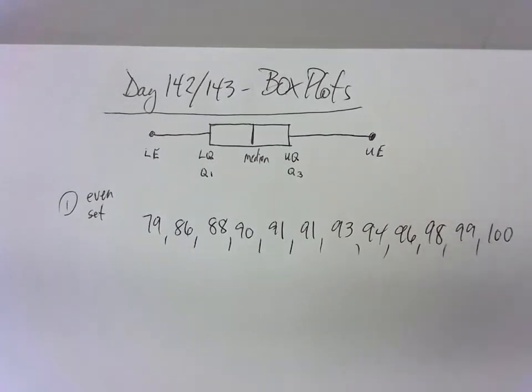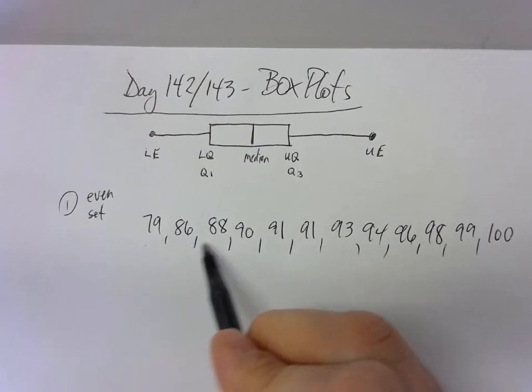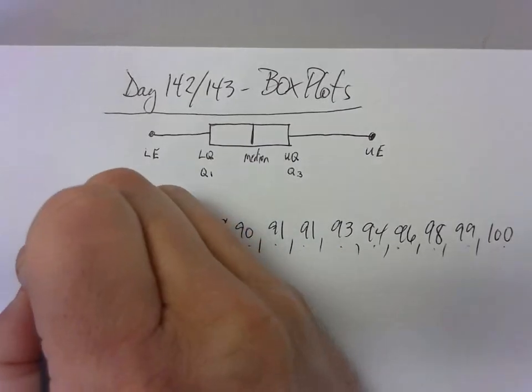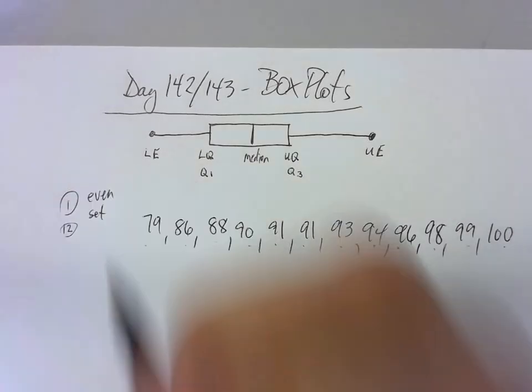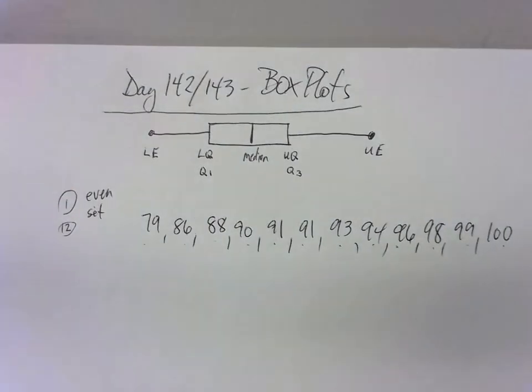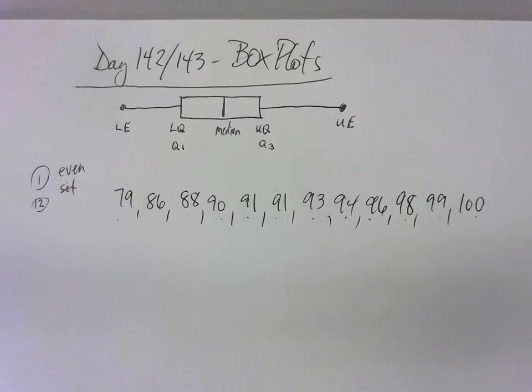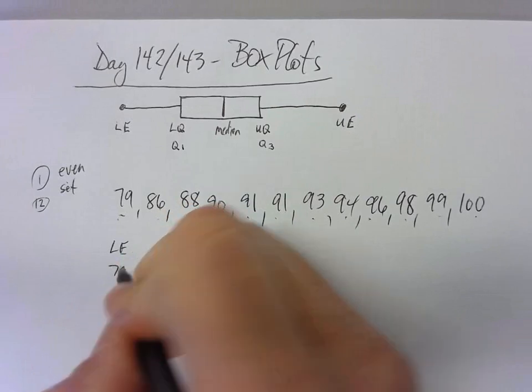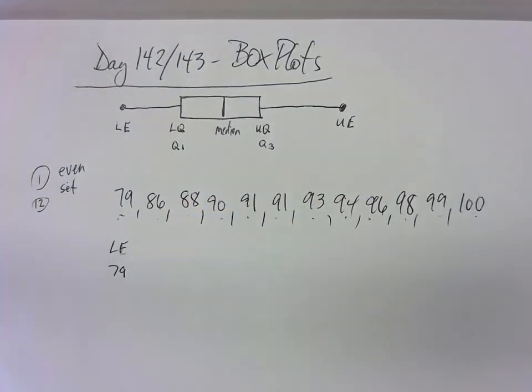So let's count them up. We got 1, 2, 3, 4, 5, 6, 7, 8, 9, 10, 11, 12. So you can see there's 12 numbers in this data set, which of course is an even set of numbers. Alright, so first thing we're going to talk about, the lower number, or the smallest number in the set, is called the lower extreme, okay, so that would be that. So the LE for this particular set of data is 79, because it's the smallest number in our data set. And I'll write the words out so you'll know what that is.